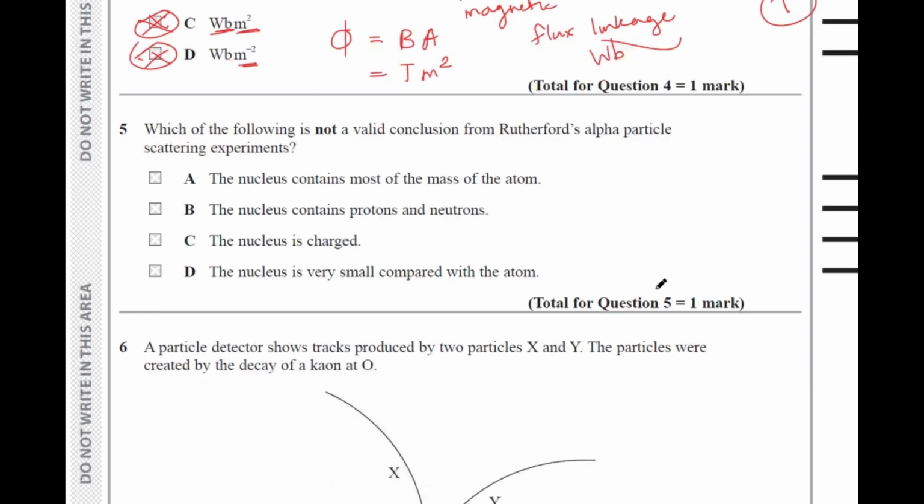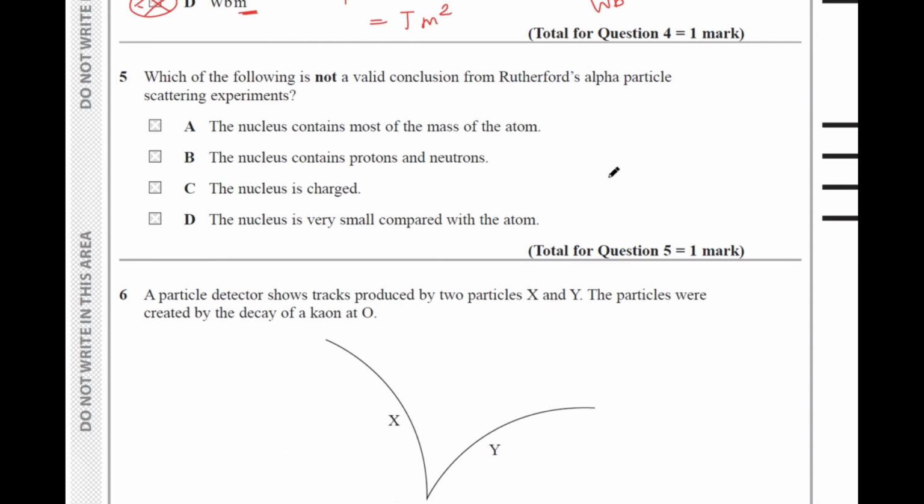Alright. Then we will move on to the next question, fifth question. Rutherford's alpha particle scattering experiment. In Rutherford's alpha particle scattering experiment, there were 3 observations, and based on those 3 observations, he gave 3 conclusions. The first observation was most alpha particles pass straight through with little deviation. That is the first observation. So this observation helped him to conclude that most of the atom is empty space.